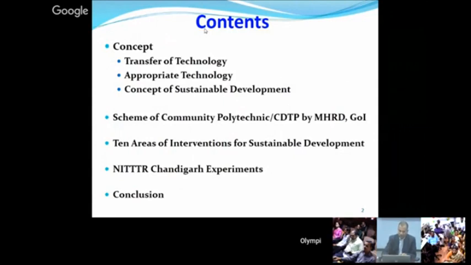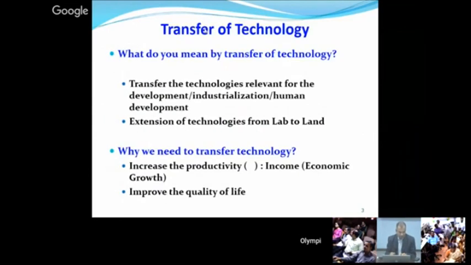What do we mean by transfer of technology, and what is the need for it? As you know, technology is the driving force for human development. Right from the stone age to the metal age, plastic age, then electronics age, now computer age, now the robotic age, these are the different phases of development. What we now term the Industry 4.0 revolution is going to take place in the near future, where automation will be done and robotics will work.